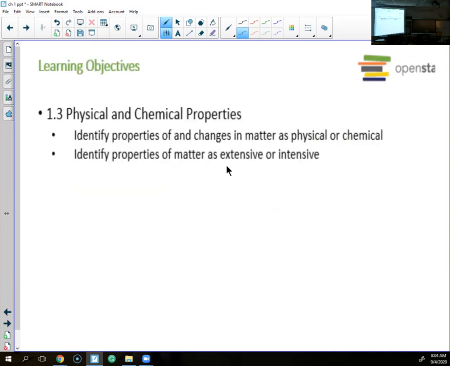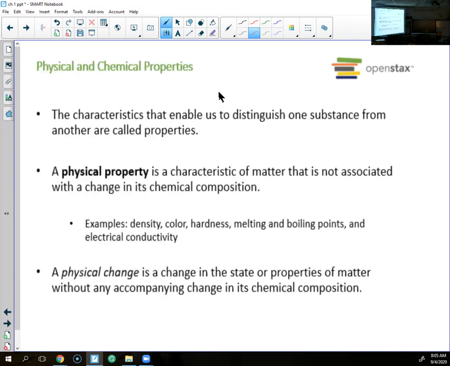All right, now we're finally on section 1.3. And that's physical and chemical properties, which hopefully you learned in 7th or 8th grade, and maybe more. So you should be able to identify properties of changes in matter as physical or chemical, and identify properties of matter as extensive or intensive. These are new words to you, and they're definitely important. Hopefully chemical and physical changes in properties are not new to you.